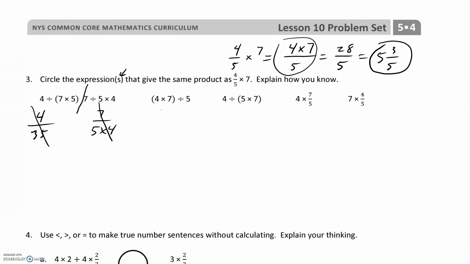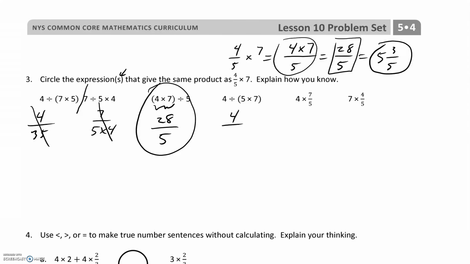So 4 times 7, I'm going to do that first, is 28 divided by 5. And I see that right there, right? So this is one of them. Okay, and keep trying. So 4 divided by, that goes here. That looks like another one we did earlier. 5 times 7 is 35. That one didn't work. Let's check the next one. So this is 4 times 7/5. That looks exactly like that one, right? So I'm going to say yes.